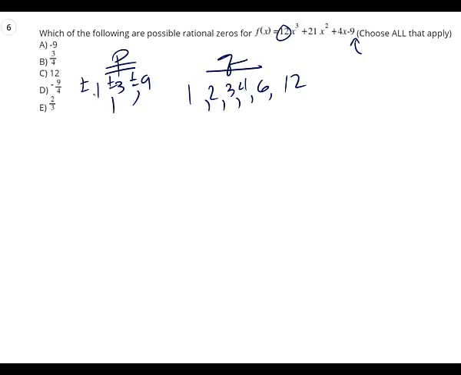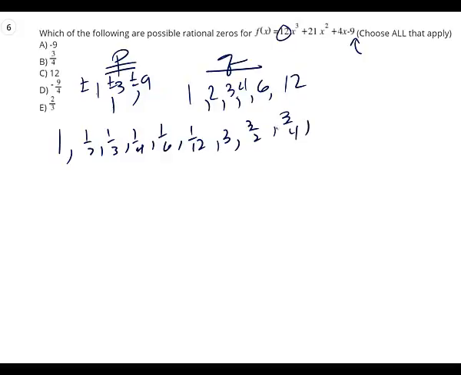Okay? All right, so I'm doing the first one divided by all of those, right? So 1, 1/2, 1/3, 1/4, 1/6, 1/12. Then I'm going to do 3 divided by all of them. So 3, 3/2. What's 3 divided by 3? 1, which is already on the list. 3/4. What's 3/6 reduced to? 1/2's already on the list. What's 3/12 reduced to? 1/4, right? 3/12 is 1/4, so that's already on the list.